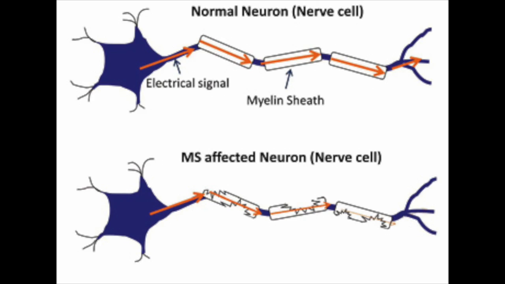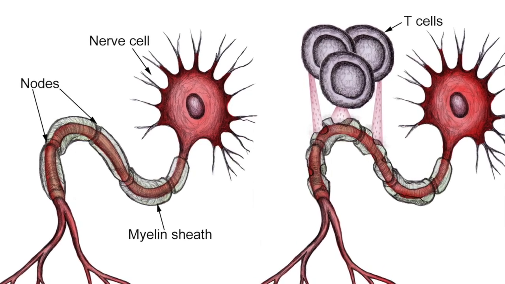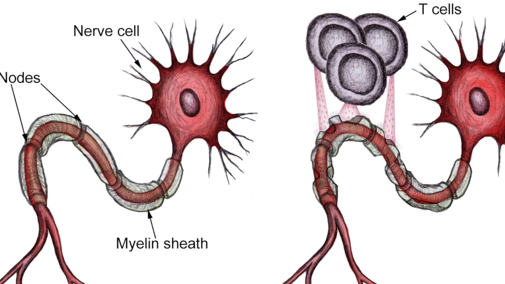Yeah, definitely. So, multiple sclerosis, the definition is, it's a chronic demyelinating disease of the central nervous system. Pathologically, MS is characterized by the presence of areas of demyelination and T cells, which causes inflammation in the white matter of the brain.